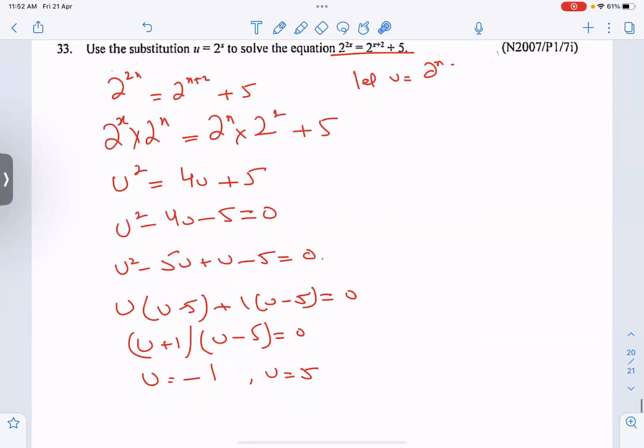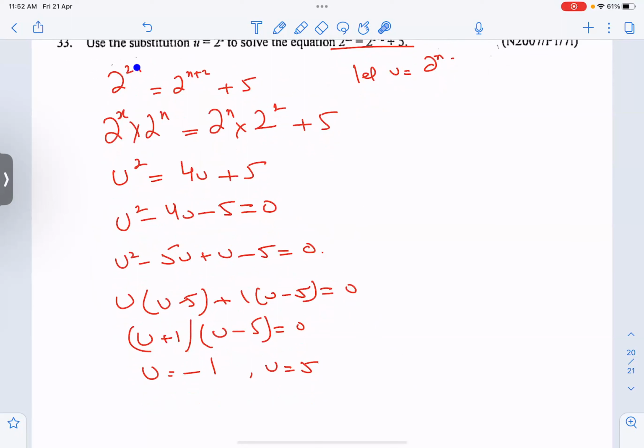समझ में आ रहा है किस तरह से किया? 2 to the power 2x, I put 2 to the power x into 2 to the power x because when you add them up, you get 2x. Now this is u, so u into u is u square. I've separated them, 2 to the power x into 2 to the power 2. This is 4 and this is u, so 4u plus 5. Everything on one side, break the middle term, get the two answers for u.